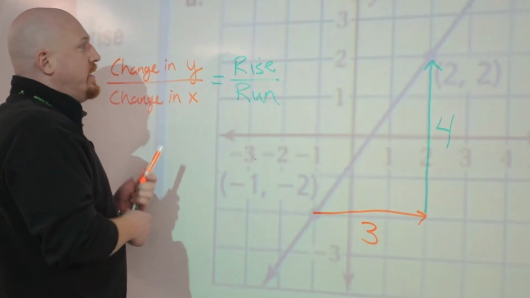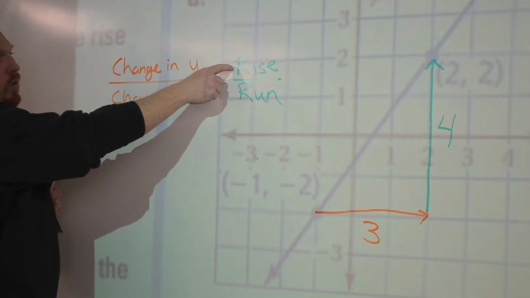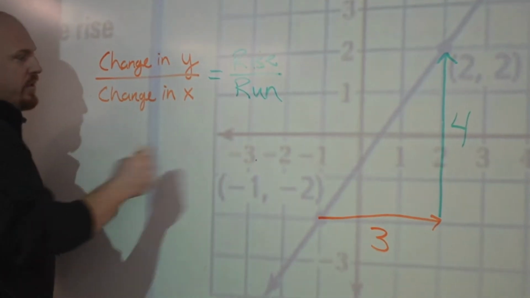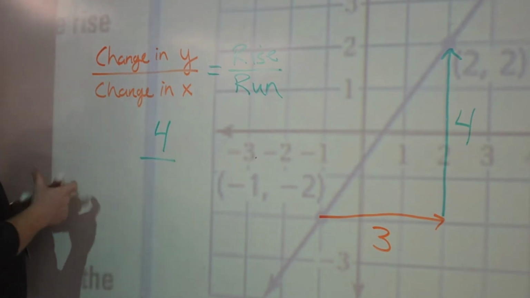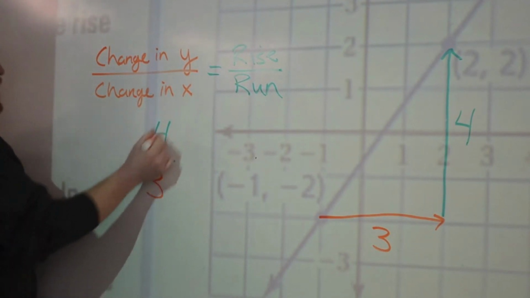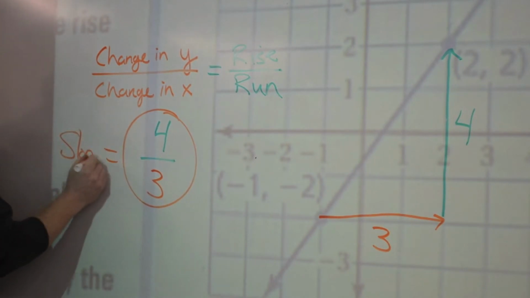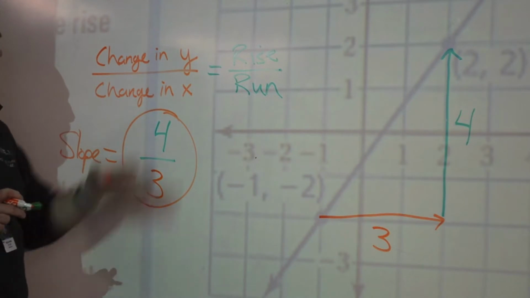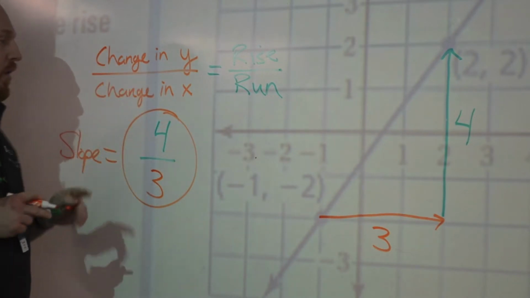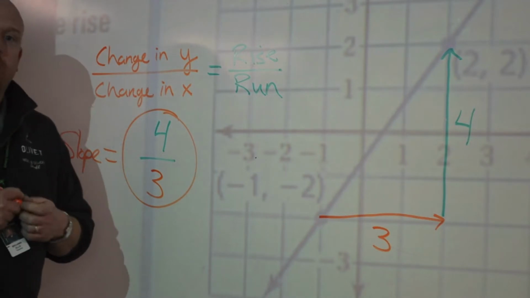From here, we simply have to do our ratio here of change in y over change in x, or rise over run. And so I would take that 4, and I would divide it by our 3. And this is our slope. We want to leave it as a fraction just like this so we can kind of understand what's going on here. We don't want to turn it into a decimal or a mixed number. Next, we're going to try a couple on your own.